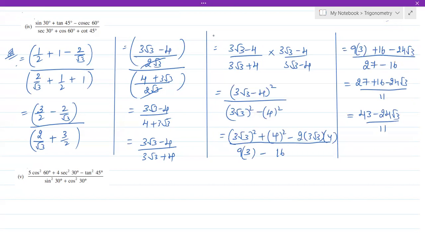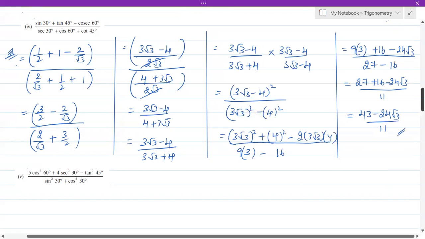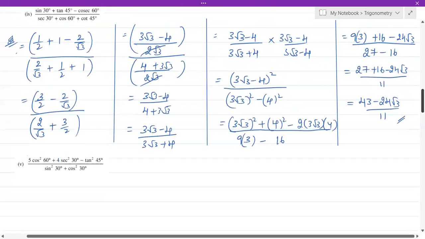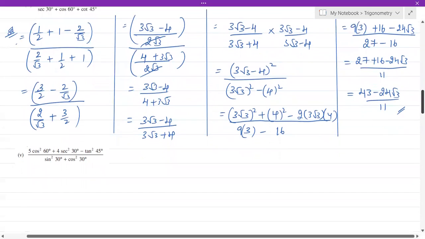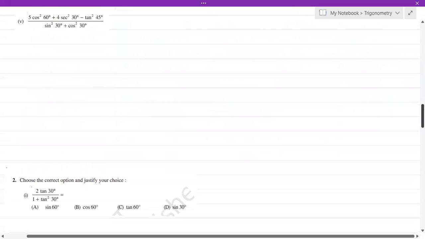Remember, we are not supposed to subtract 43 and 24 because 24 is with root 3. Okay, so it's like unlike terms, we are not supposed to subtract. So this will be the final answer. Okay, so it's very easy. We have to just remember the values and substitute it. If the denominator is an irrational number, we have to rationalize it. That's it. So let's get into the next question.